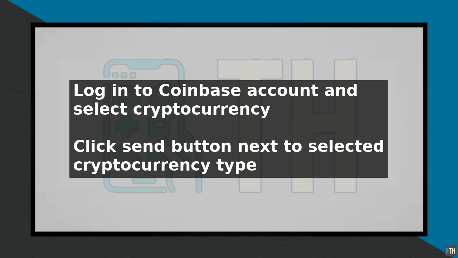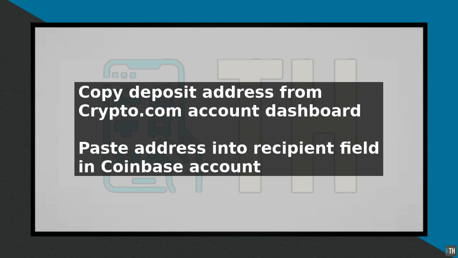Paste the address into the recipient field, making sure to double-check that the address is correct. Enter the amount of cryptocurrency you want to transfer and select the network fee. It is essential to note that different cryptocurrencies have different network fees, and these fees can fluctuate depending on network congestion. Make sure to review the transaction details carefully before confirming the transfer.